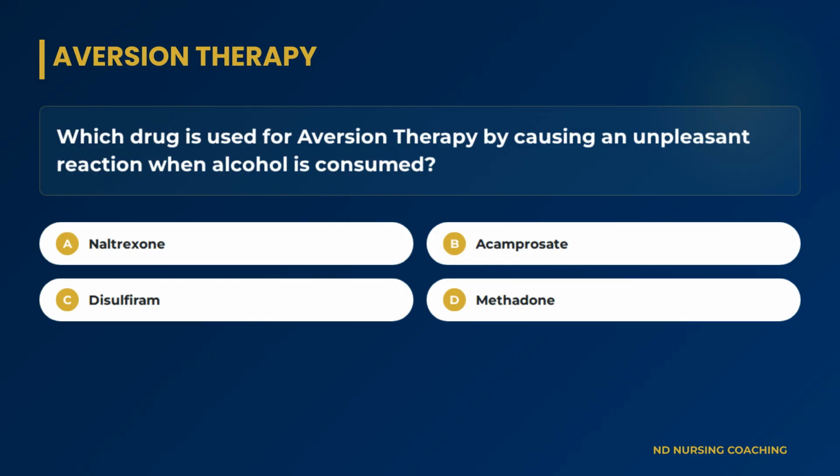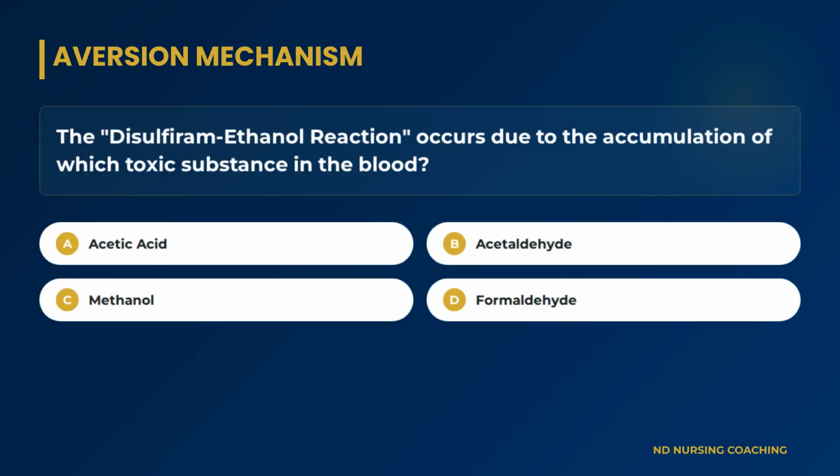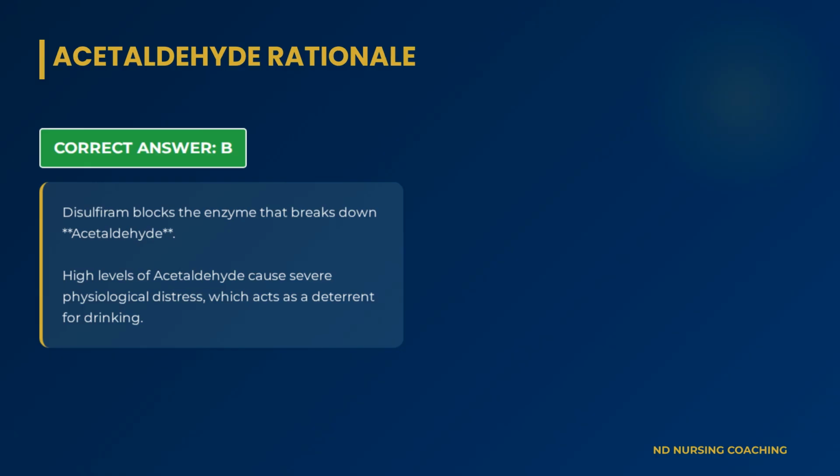Moving to aversion therapy. Which drug works by inducing an unpleasant physical reaction, such as severe nausea and vomiting, when alcohol is consumed? The correct answer is B. Disulfiram, marketed as Antabuse. This drug is used for aversion therapy, creating an acutely uncomfortable reaction if alcohol is ingested. How does disulfiram exert its therapeutic effect? The correct answer is A. Disulfiram inhibits acetaldehyde dehydrogenase, leading to a toxic buildup of acetaldehyde when alcohol is consumed. This results in the unpleasant reaction.